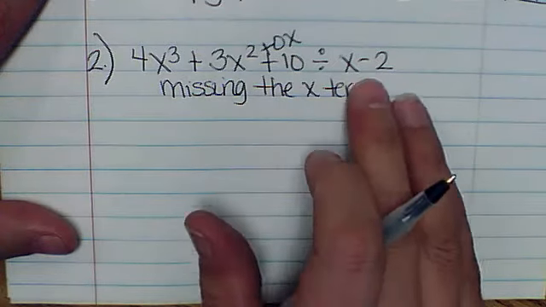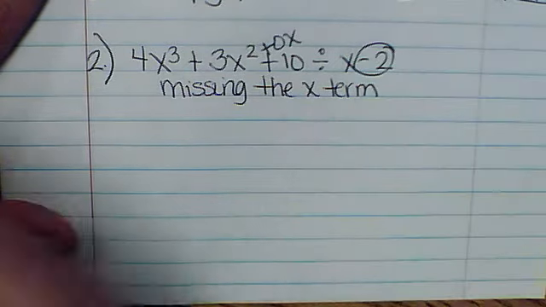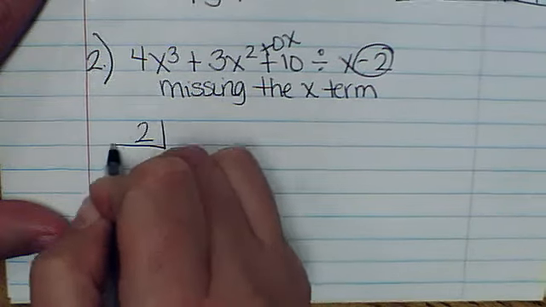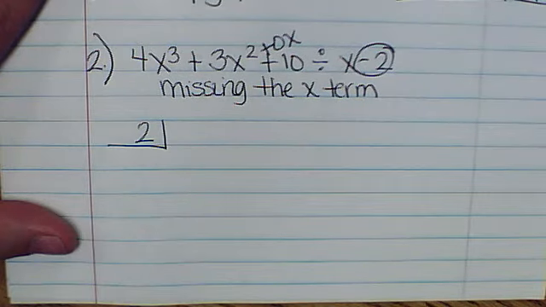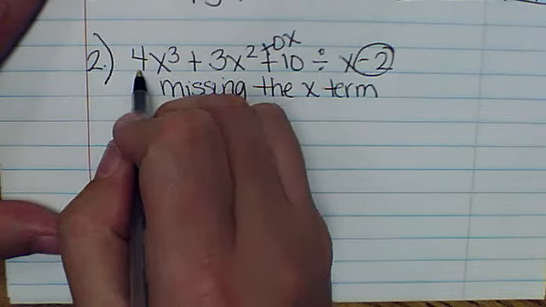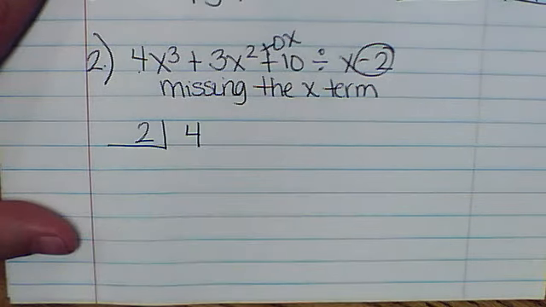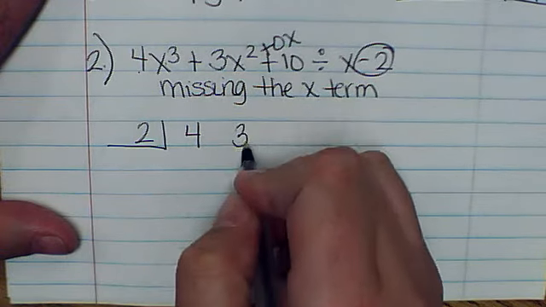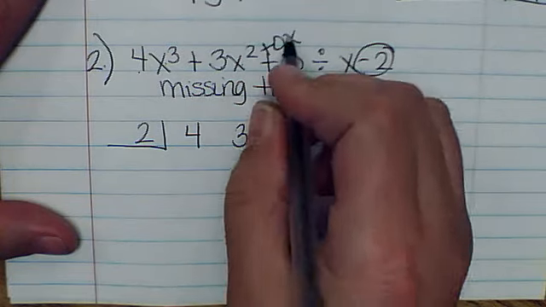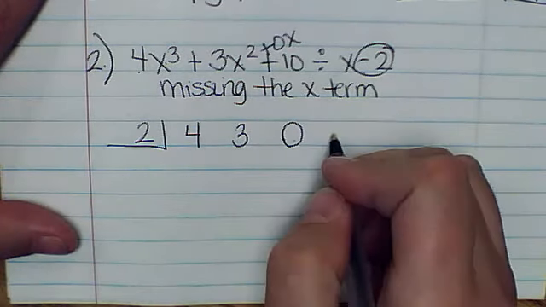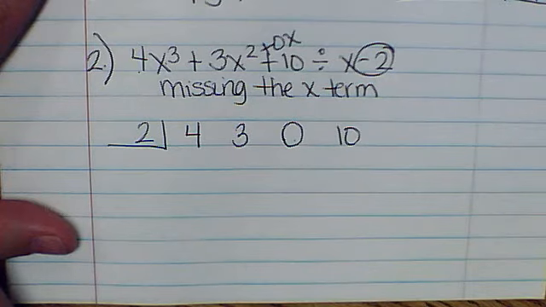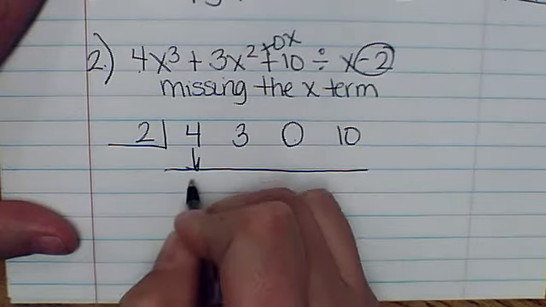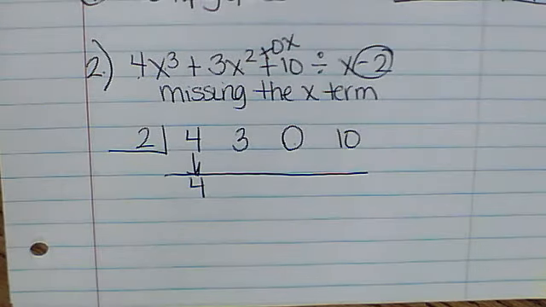Now I start by looking at what I'm dividing by. And I take the number part and I do the opposite. What's the opposite of negative 2? 2. And I put a little box around it. Then I write my coefficients. My coefficients are going to be 4 because of the x cubed, 3 because of the x squared. Then I put in my 0 for the x, and then the 10. My next step is bring down this 4, and I start multiplying and adding.